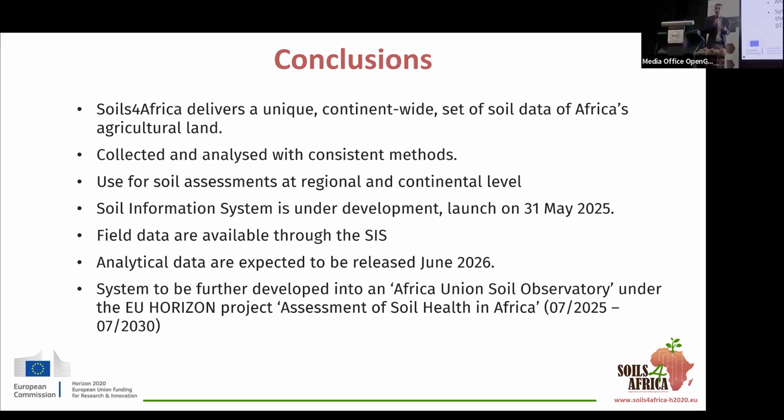It is primarily used for soil assessment at regional and continental level. The SIS is under development and is expected to be launched on the 31st of May this year. Field data are already available through the SIS. Analytical data are expected to be released in about a year from now, because data is still coming in and we expect data to come in after the project ends.